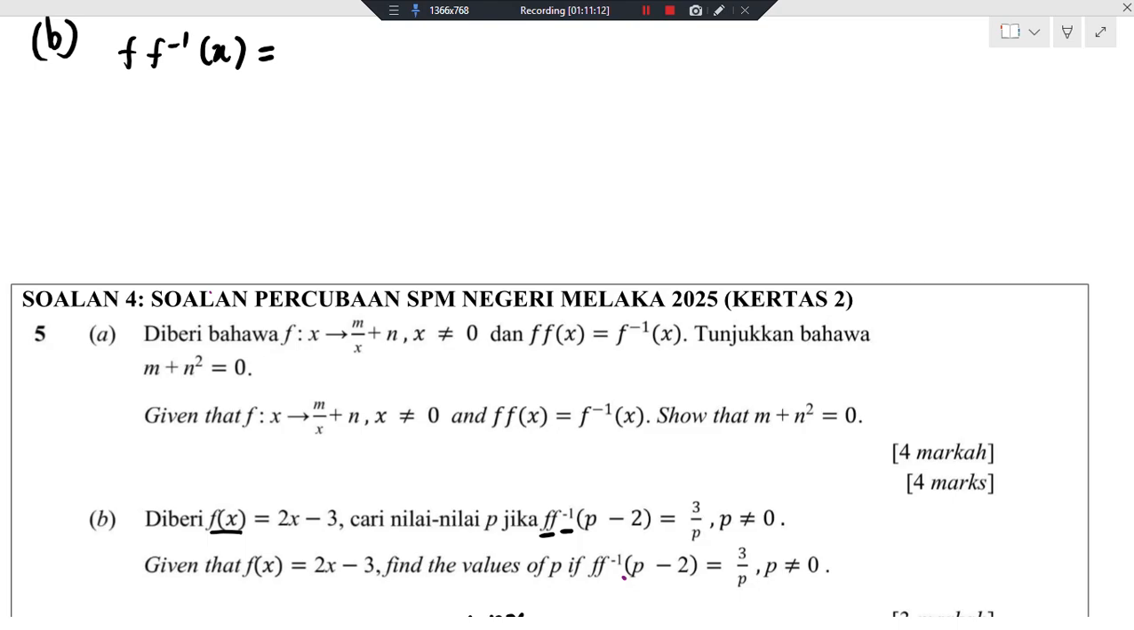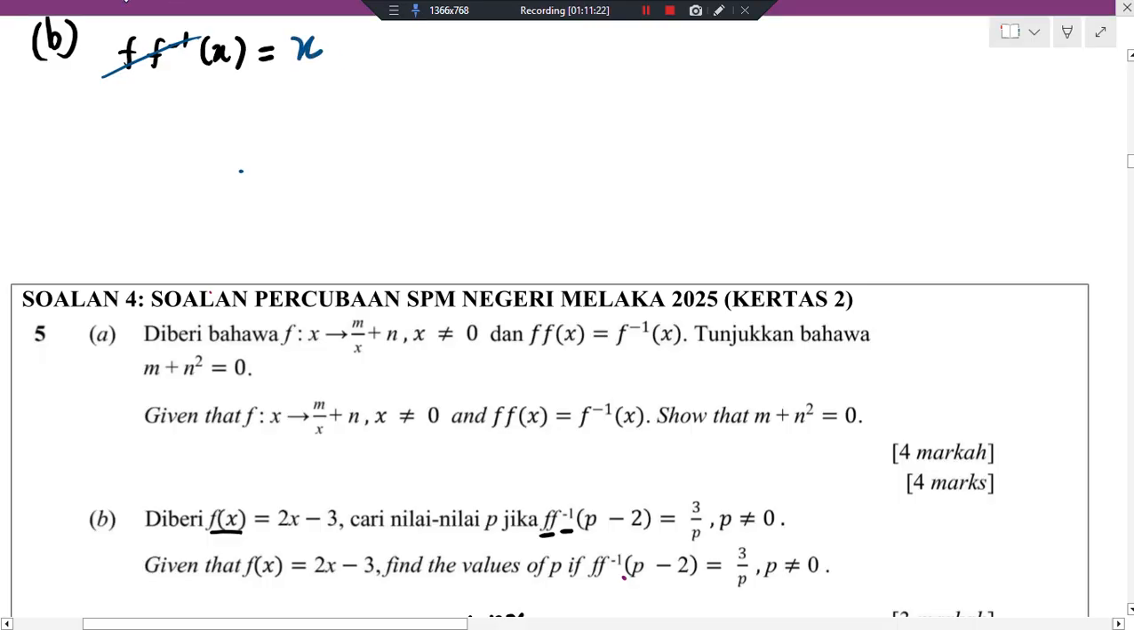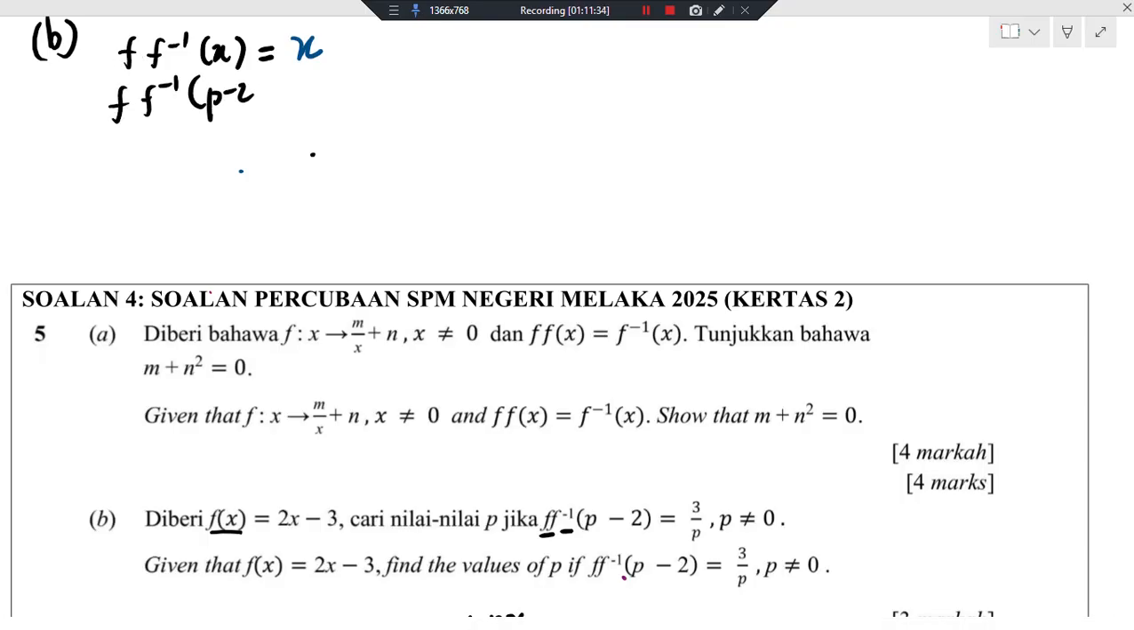Kalau F inverse P minus 2, it's P minus 2, right? But the answer given is 3 over P. Faham? That means P minus 2 dengan 3 over P is the same, right or not? Then, solve this lah. So, that means what? P minus 2 is equals to 3 over P. And this one, I need to multiply by P to get rid of this P, right? The denominator P. Maksudnya dia akan jadi apa? P square minus 2P equals to 3, betul? And then P square minus 2P, 3 bawa ke dalam, minus 3 equals to 0.